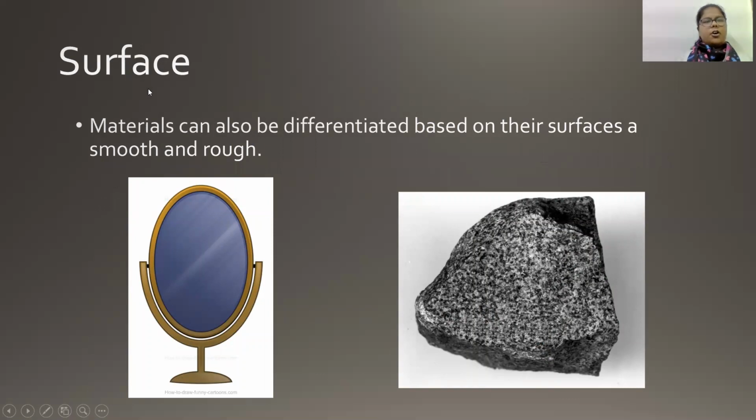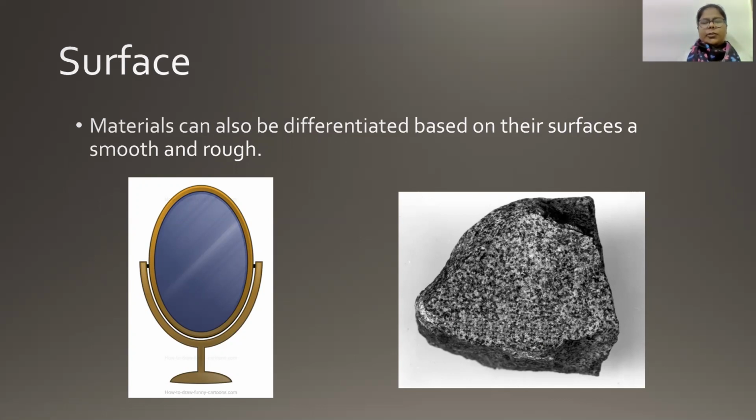Based on the surface of the materials, we classify them into two groups further, smooth surface and rough surface. Here we have taken two pictures, one of a mirror and second of a rock. When you touch the surface of the mirror, your hand slides off very easily. Whereas when you try to slide your hand on a rock, it will not slide off easily. So based on the surface, materials are classified as smooth and rough.